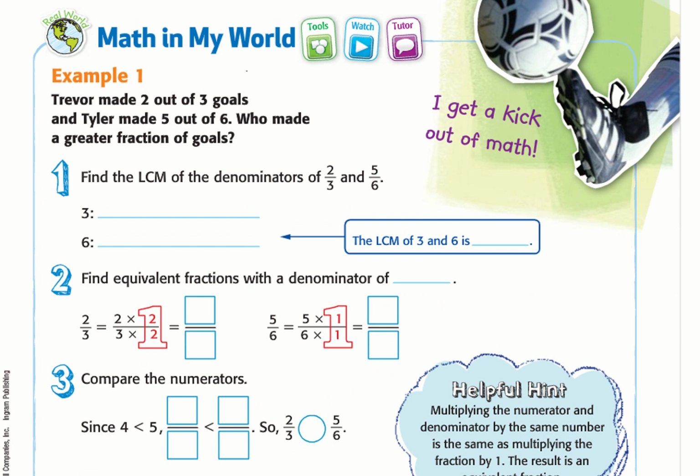Trevor made 2 out of 3 goals. So that fraction is going to represent 2 out of 3. And Tyler made 5 out of 6 goals. So that's going to represent 5 out of 6. Who made a greater fraction of goals?